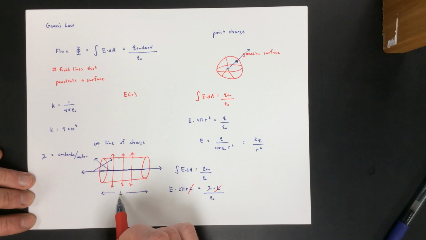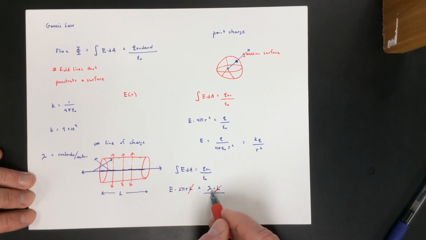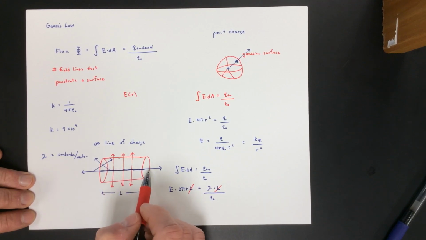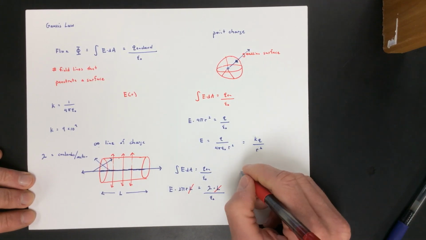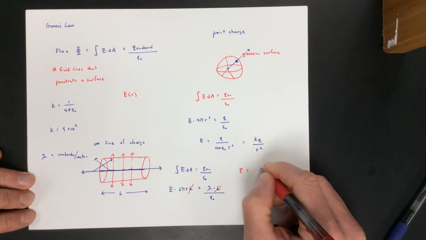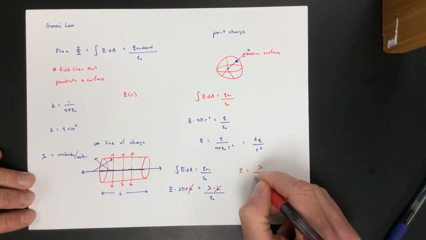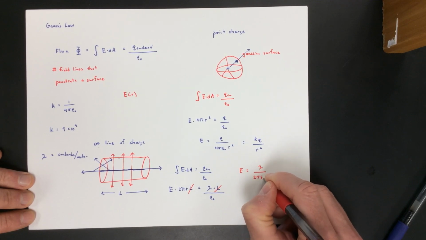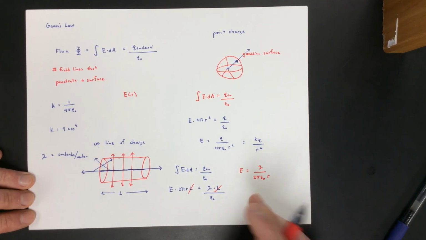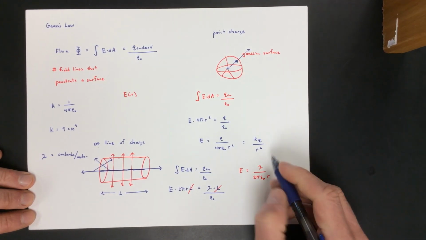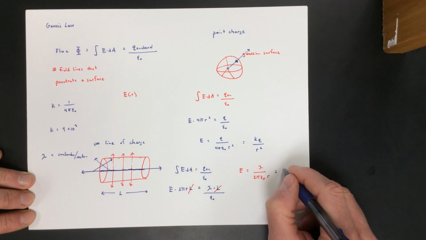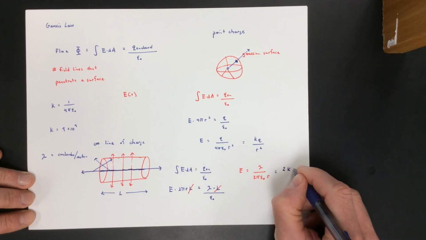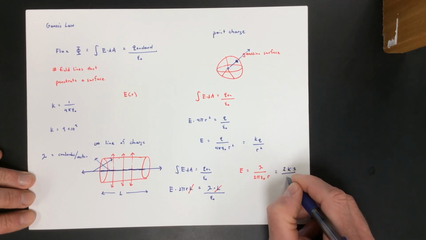Certainly the E field doesn't depend on L. The E field is going to depend on a couple of things. It's going to depend on lambda, how dense the charge is on your line, and then R, which is how far you are away. So if you solve this for E, you get E equals lambda over 2 pi epsilon naught R, which is fine. You can leave it like that. Or you can write it as, again, if that was a 4, I could multiply top and bottom by 2 and make that 2k lambda over R.